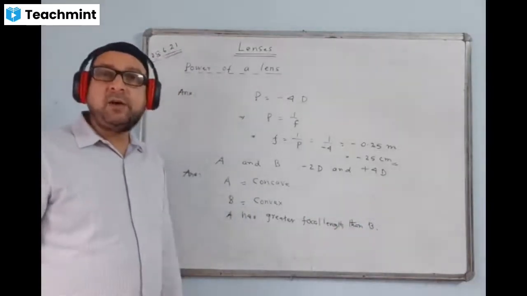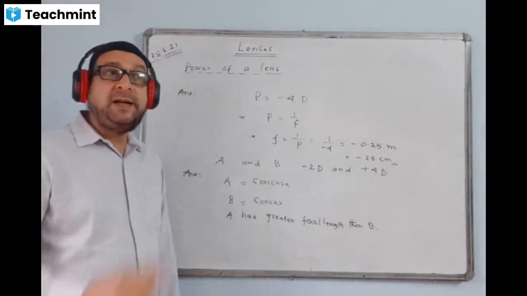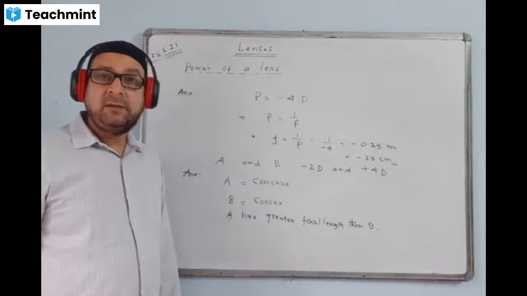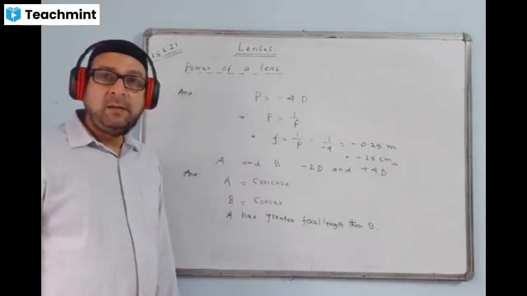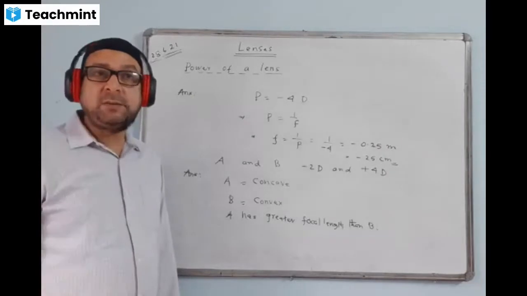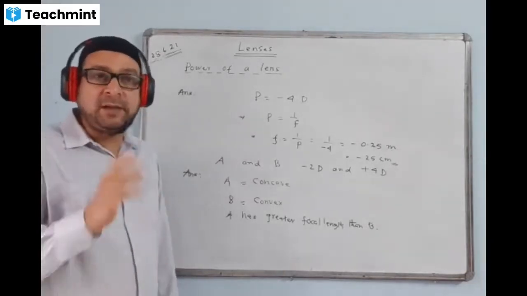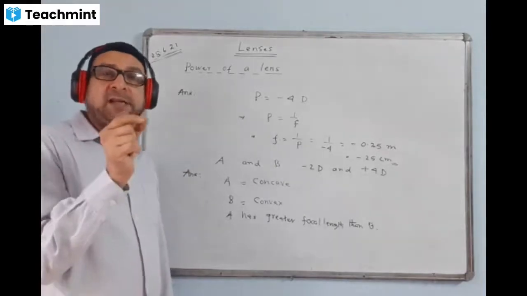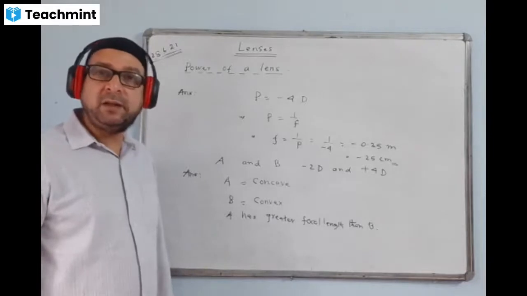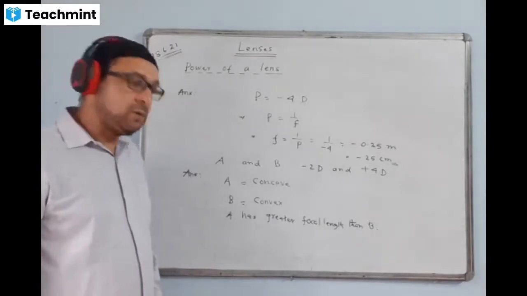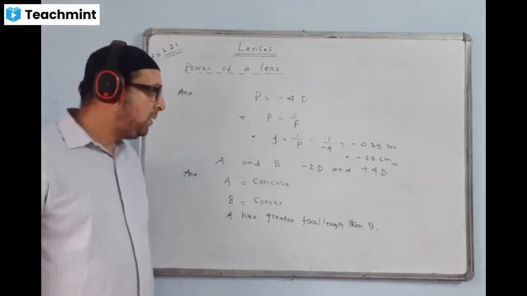Why does A have a greater focal length? Because its power is less. That's what I'm saying. In a denser medium, the power decreases, so focal length increases. As simple as that. Thick glass will have more power, so focal length will be less. Thin glass will have less power, so the focal length will be more. That's what I said, and we have already written there. This concept is also very important. Understood?